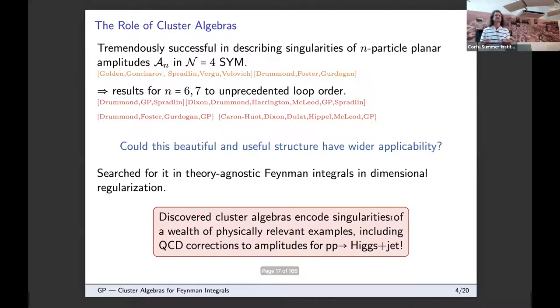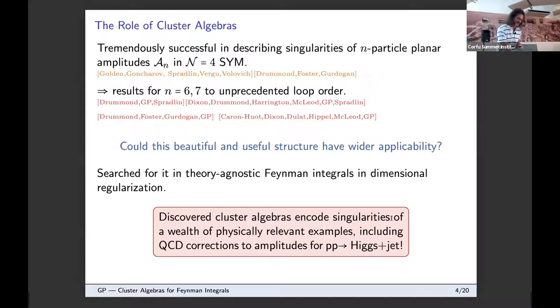And to our great surprise, we found that this kind of cluster algebra structures encode singularities also in a wealth of physically relevant examples, including QCD corrections to amplitudes that enter the computation of Higgs plus jet production in hadron colliders. So I am personally very, very excited and look forward to understanding it in the future. But this is, if you wish, the extended abstract of my talk.